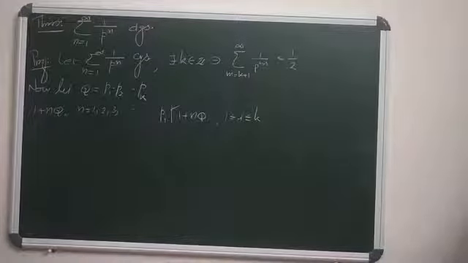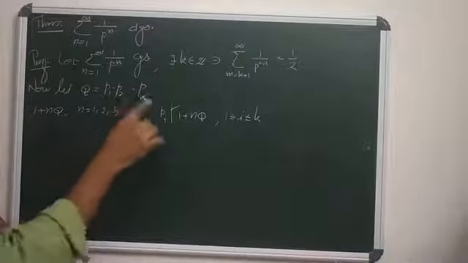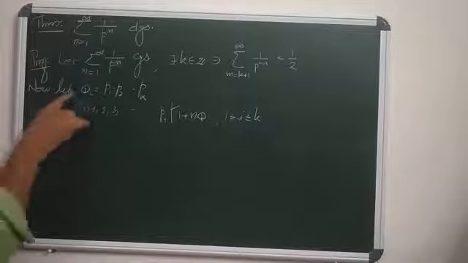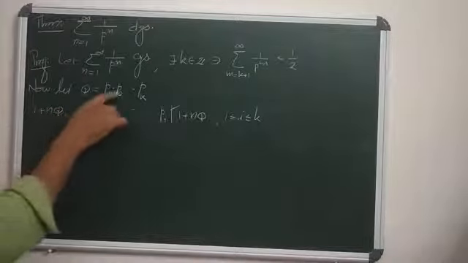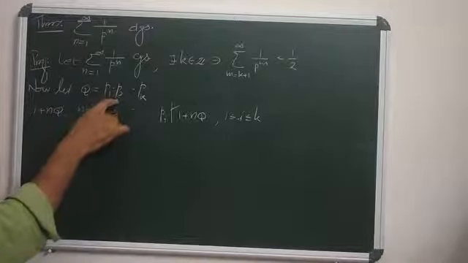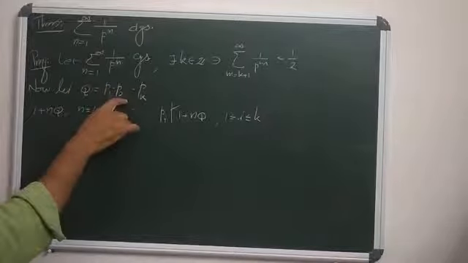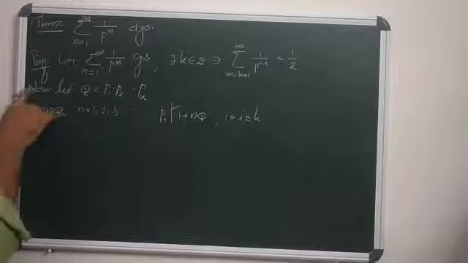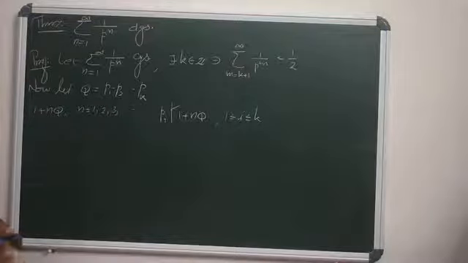Now, therefore, all prime factors of this 1 plus NQ. What is 1 plus NQ? Q is a composite number. Why? Because it is the product of primes. N is any natural number. So 1 plus NQ may be either prime or composite.